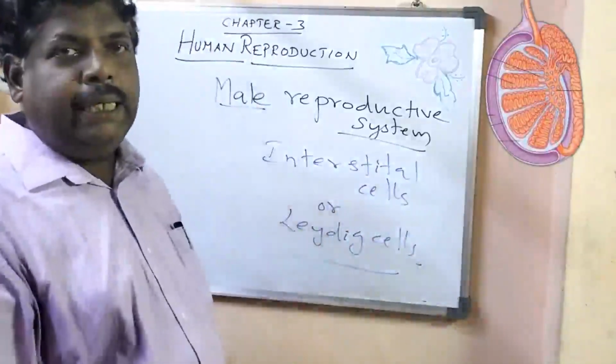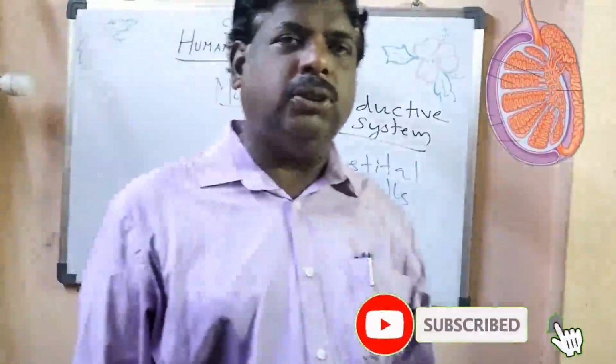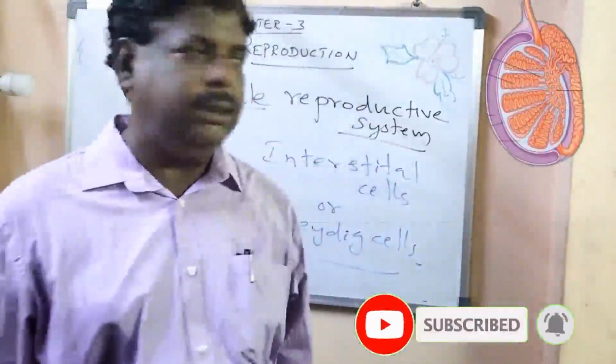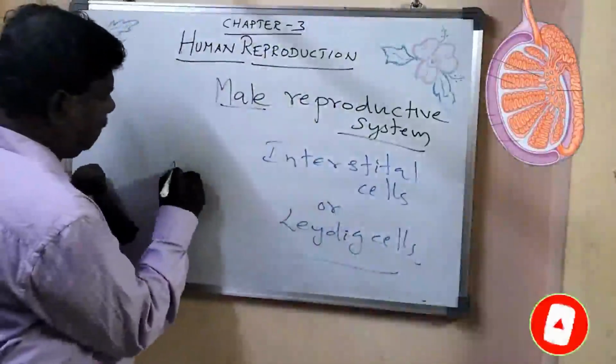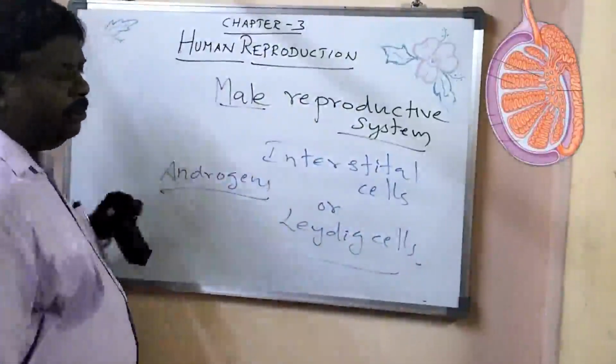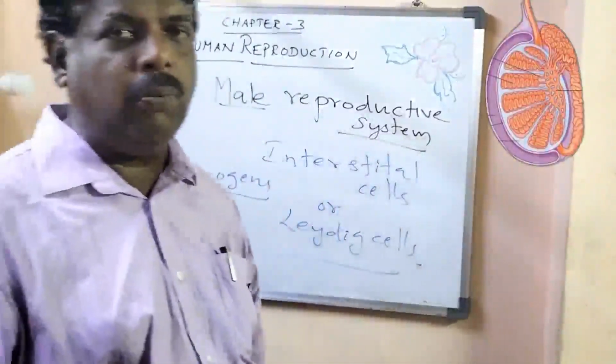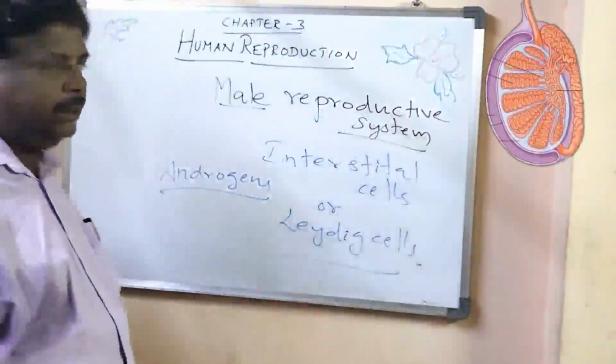So these Leydig cells will produce testicular hormones called androgens. Okay, these Leydig cells produce testicular hormones known as androgens.